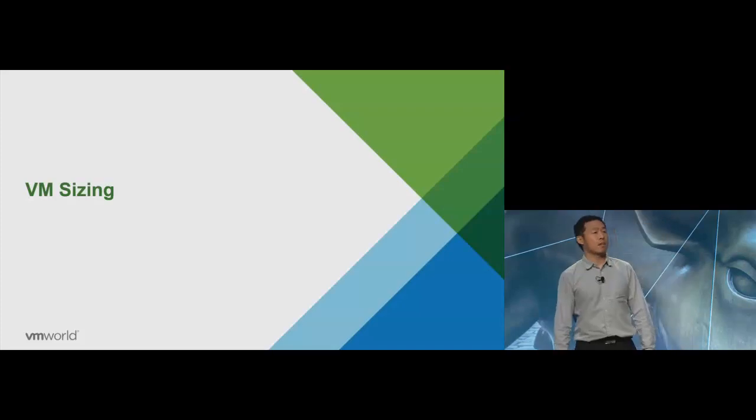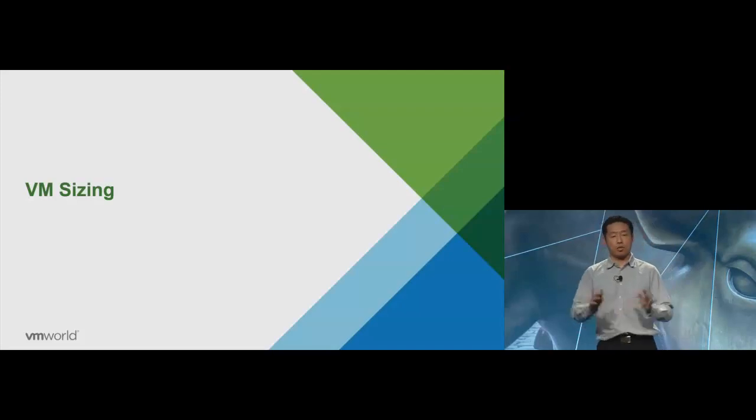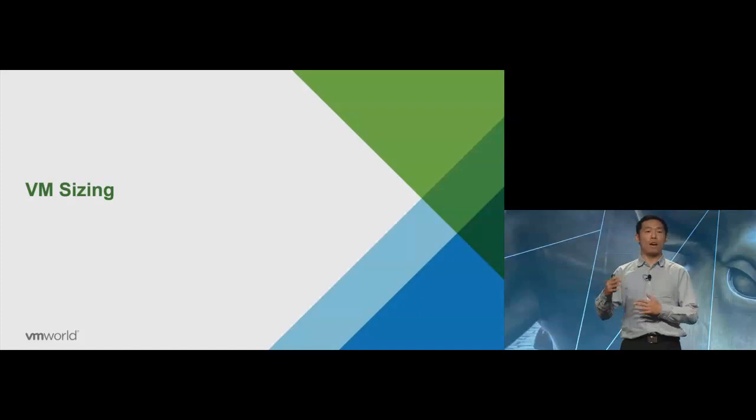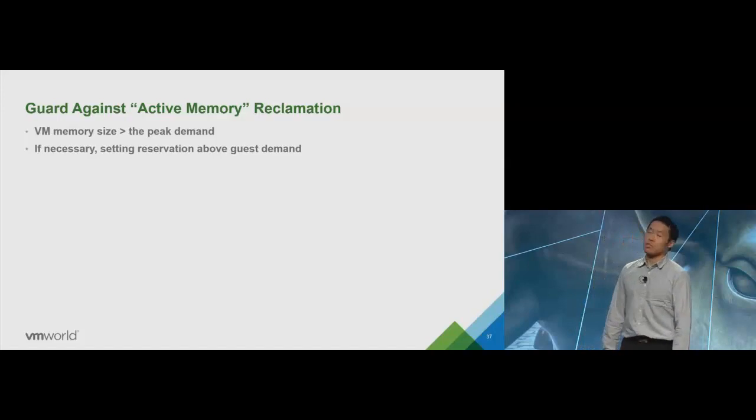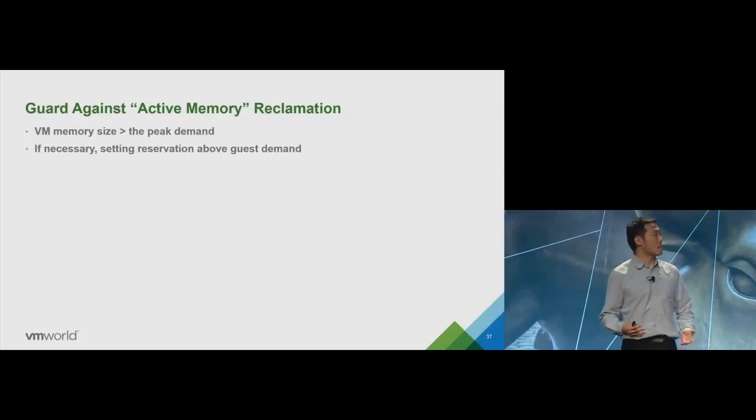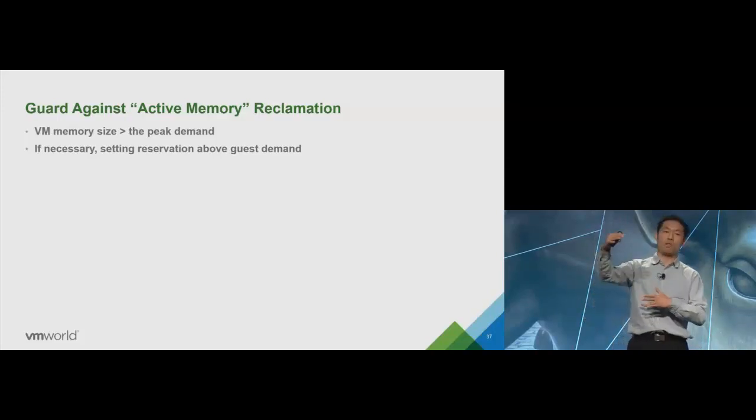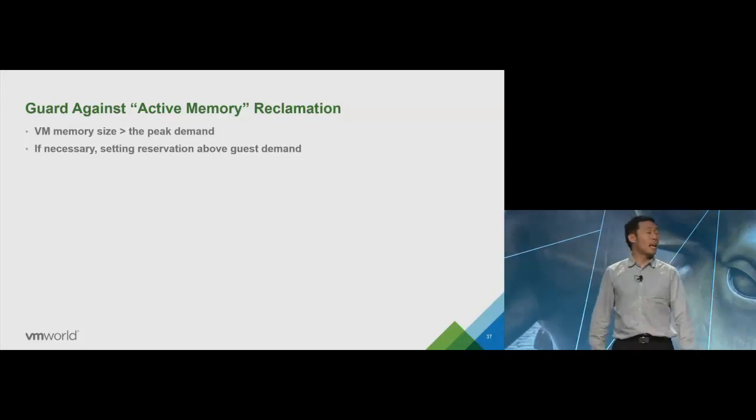The sizing of a VM is always tricky because if your VM's memory size is too small, you may suffer from guest level swapping, which is pretty bad. While on the other hand, if the VM's memory size is too big, your per VM overhead is getting higher. So basically, the VM's memory size should be set higher than its peak memory demand, in order to completely avoid guest level swapping. Another benefit of knowing the memory demand is that if necessary, you can set a reservation above this memory demand, so the host level memory reclamation, like host swapping, can also be avoided.